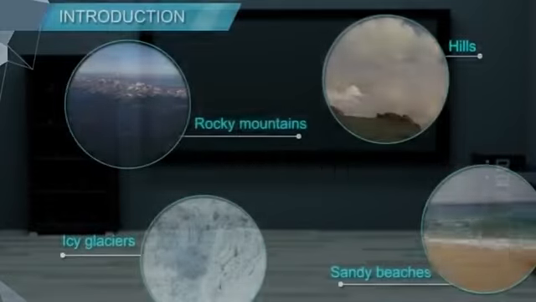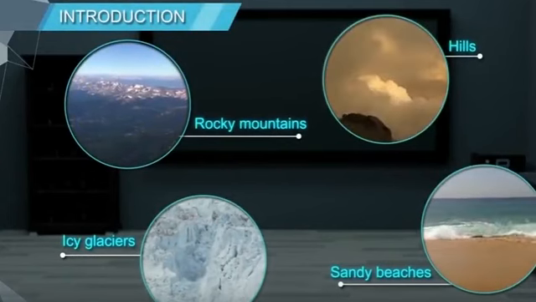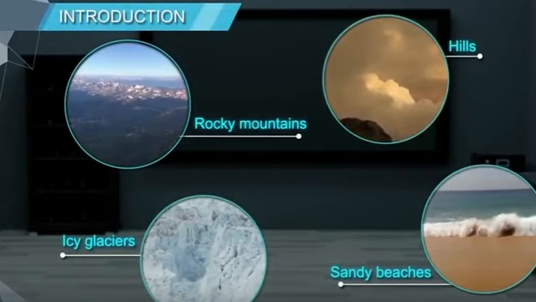So when I talk about solid state, so many things come to mind. Like the Rocky Mountains, the hills, the glaciers, the sandy beaches. Now you must be thinking, looking at the beach, arre, ye to paani hai, liquid hai. No, that's not the case. Look at the sand. Look at the frozen ice in the glaciers. Look at the mountains. Look at the hills. They're all made up of matter, all made up of substances, all made up of particles.